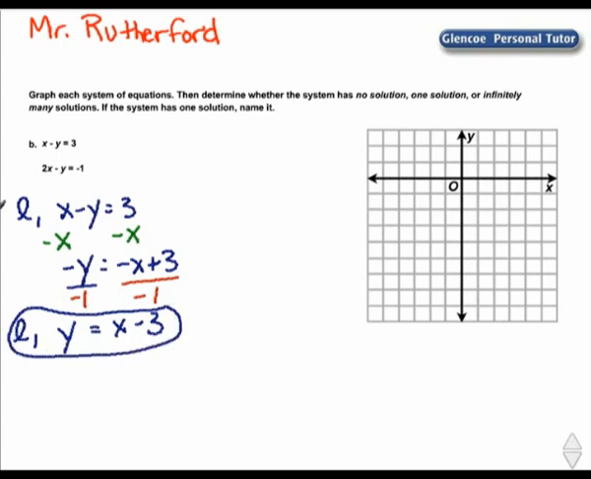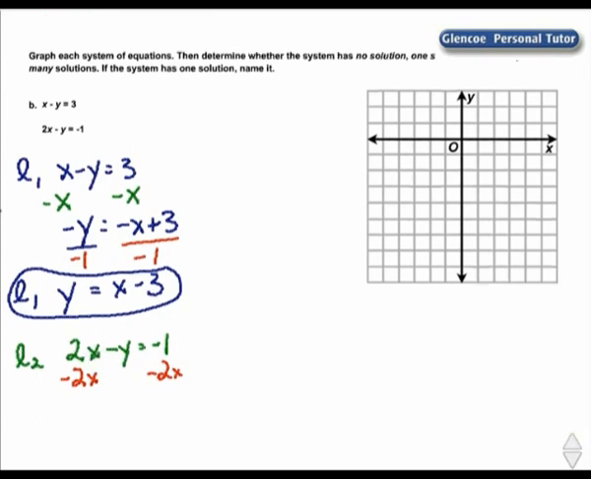In my line 2, we have 2x minus y equals negative 1. Now I need to subtract 2x from both sides. And so now I'll have negative y equals negative 2x minus 1. Now in this case, because we know each of the signs are just going to flip, I'm just going to change those to y equals positive 2x plus 1. So this is my line 2.